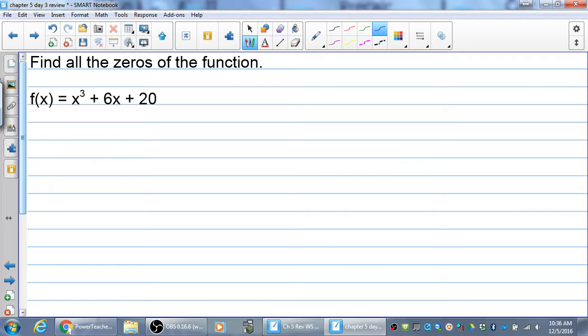Find all the zeros. 1, 2, 4, 5, that's the 20, 10, and 20. Those are your possibilities. Those are your possible rational roots. So we try 1. 1, 0, 6, 20. On the test, if this is the last problem on your test and you leave the 0 out, you will not find one that works.